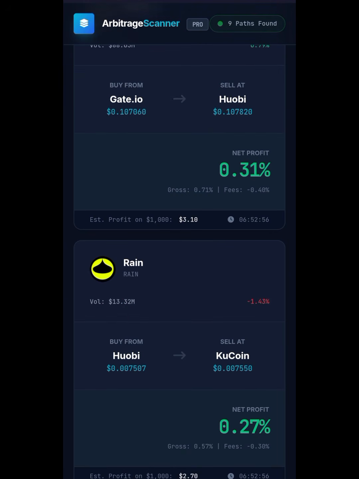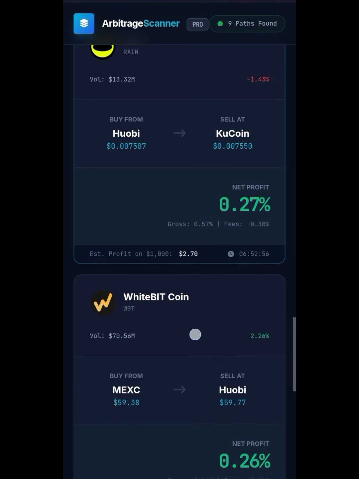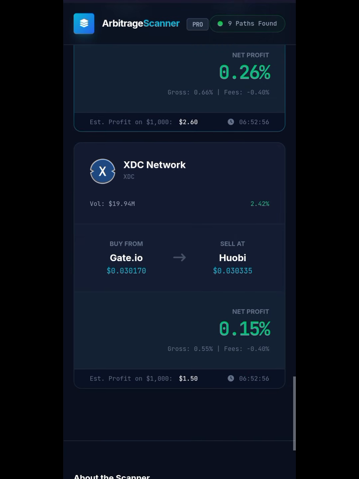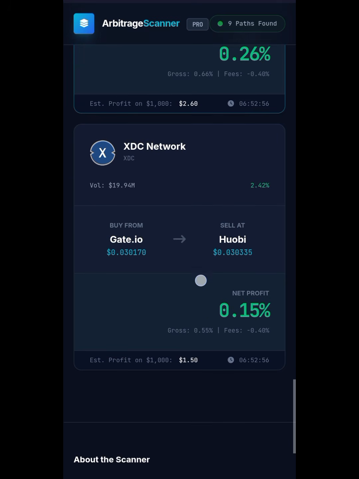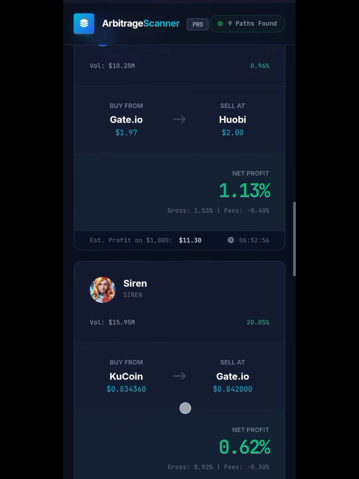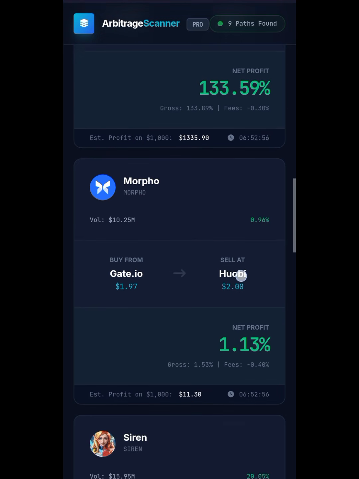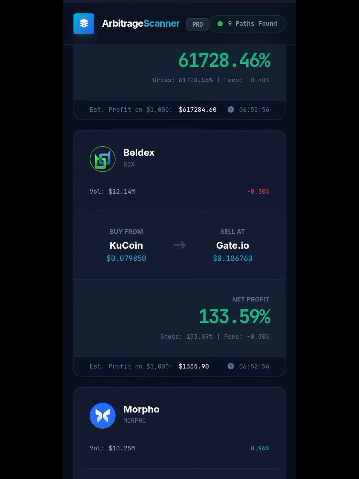So we have 0.1%, 0.3%, I mean 0.27%, 0.26%. The price difference isn't much, right? Remember we set it at 0.1% upward. So you can see the least one here is 0.1%, and the highest one currently is Morpho, right, which is 1%.